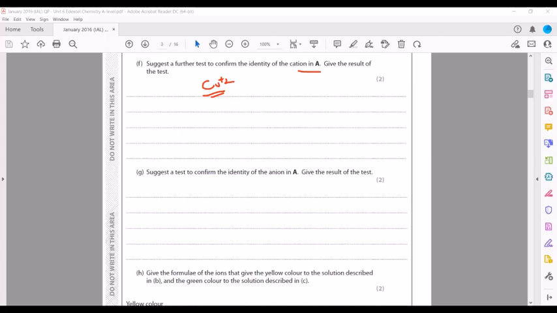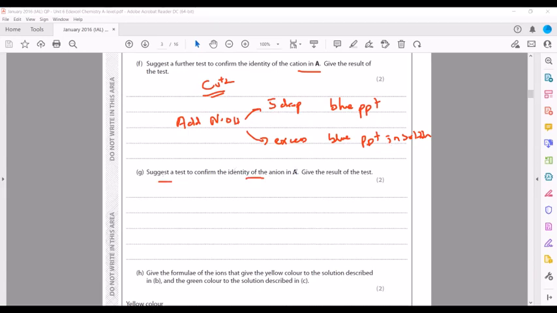Or we can add aqueous ammonia. It will give a blue precipitate, and in excess, the precipitate dissolves to form a deep blue solution. So any one of them you can mention. You can mention add sodium hydroxide, NaOH. First, we add 5 drops. When we add 5 drops, because the copper ion is there, it will give a blue PPT. Then we add an excess. Excess means more than enough. So the blue PPT will remain insoluble, does not dissolve.